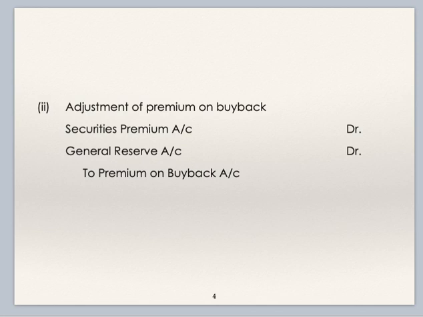An entry for this adjustment of premium on buyback is securities premium account debit, general reserve account debit to premium on buyback. So after passing this journal entry, premium on buyback account gets closed.